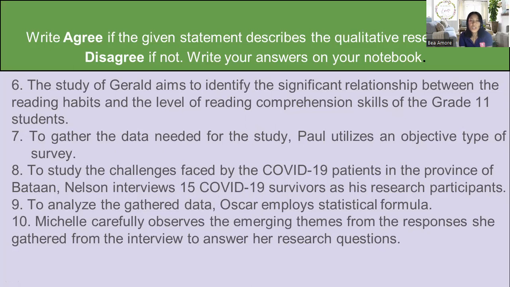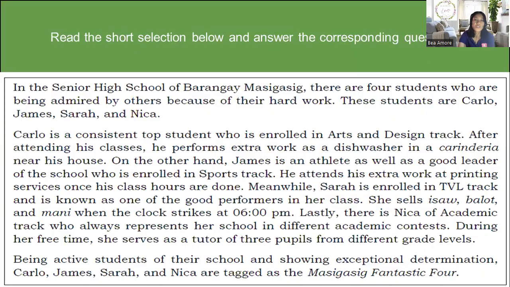8, to study the challenges faced by the COVID-19 patients in the province of Bataan, Nelson interviews 15 COVID-19 survivors as his research participants. 9, to analyze the gathered data, Oscar employs a statistical formula. 10, Michelle carefully observes the emerging themes from the responses she gathered from the interview to answer her research question.